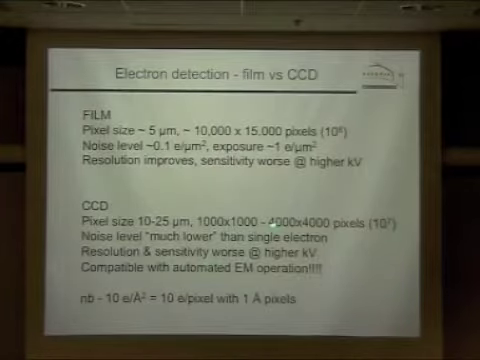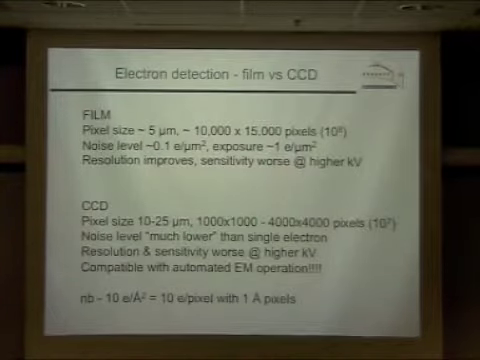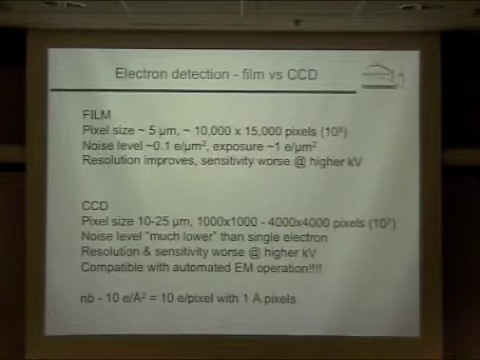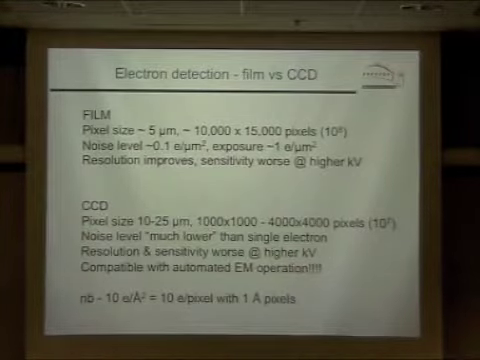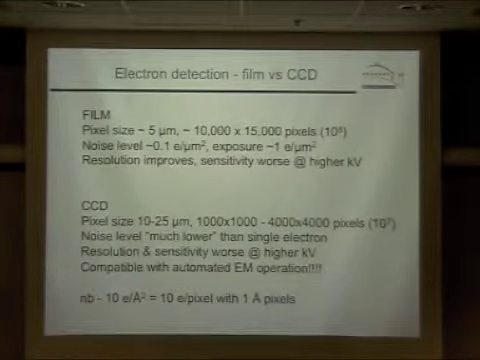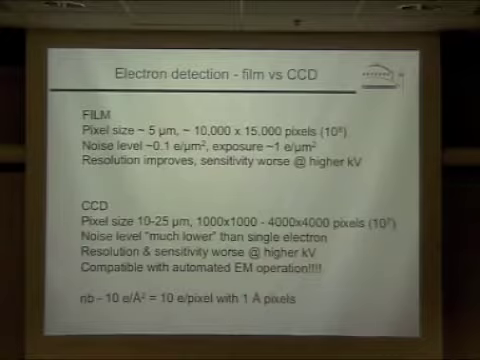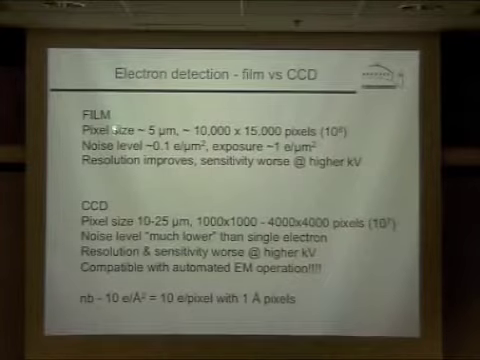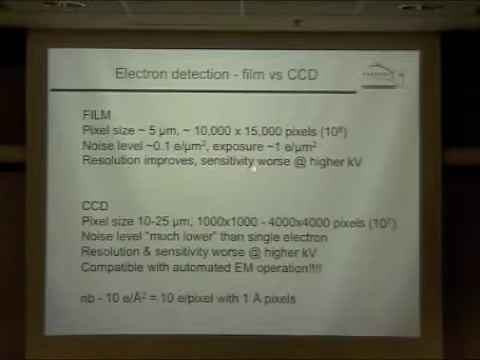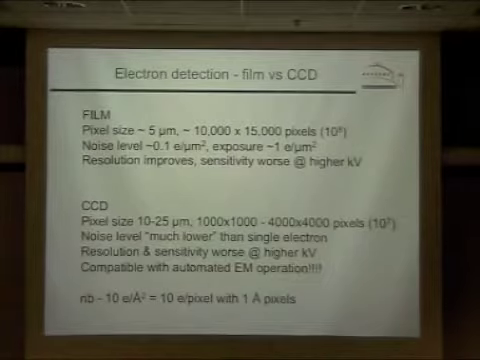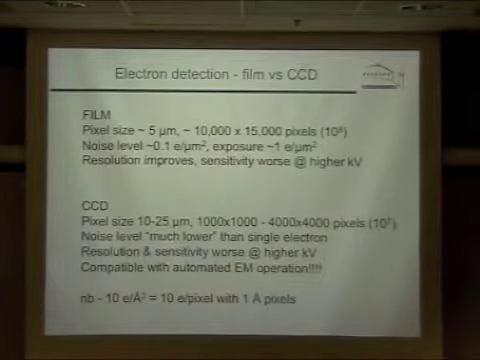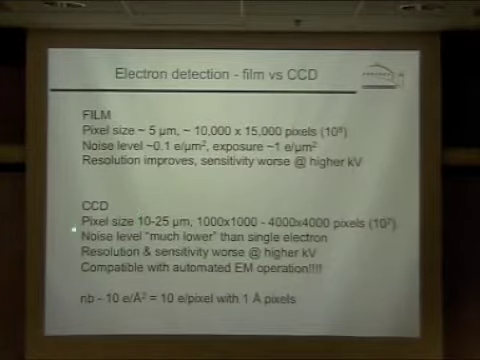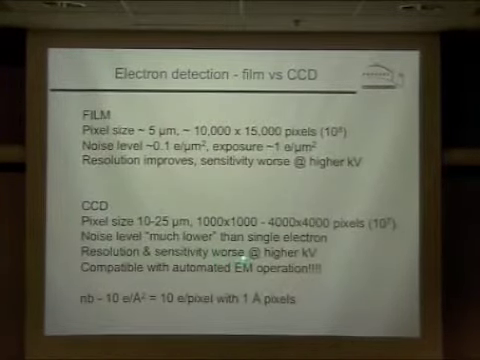So pixel sizes on CCDs. We were delighted when we could get to a 1K image size, 1,000 by 1,000 pixels. Most of us are pretty happy with 4K by 4K at this point. And in fact, that would be a good size for starting to work with high resolution crystals even. So, as I pointed out, with film, the resolution improves, but the sensitivity gets worse as you go from, say, 100 kV to 300 kV. With the CCD, both the resolution and sensitivity get worse.